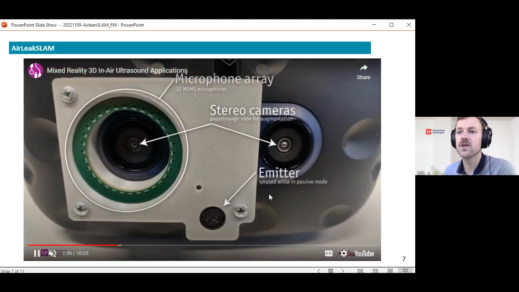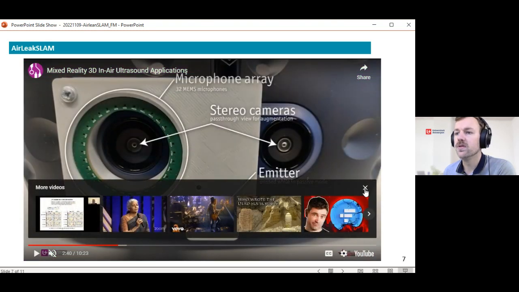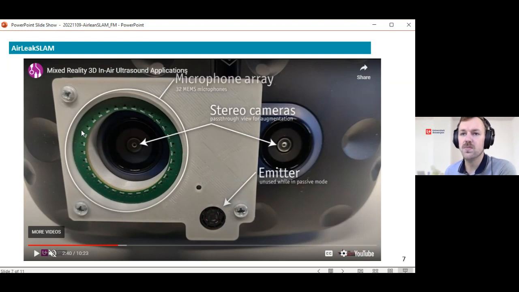So here you see a close-up of the system, where you see the microphone array that is around the lens. We have 32 small MEMS microphones that are capable of capturing the sound that's coming from the leaks, and knowing the positions of the different sensors, we can pinpoint the exact origin where the leak is making its sound. We also have an emitter, but that's not for this use case. That's for if we would like to navigate ourselves around the environment as a bat.